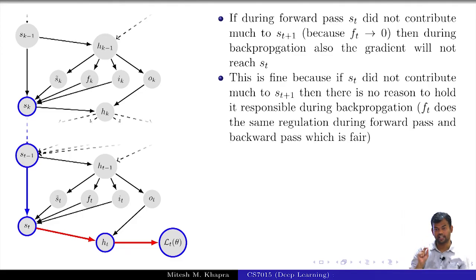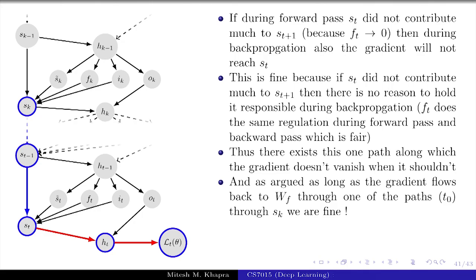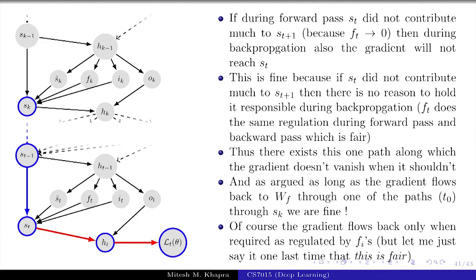Okay, and the gates are doing the same regulation in the forward pass as they will do in the backward pass. So everything is fair. Is that okay? And thus there exists one path along which the gradients will not vanish when they do not need to vanish. So if during forward pass all the gates were on, that means the information from state 1 was actually carried all the way up to state t, then during backward pass what will happen? The information will go all the way back, right? Is that fine? Okay. So the gradients flow back only when required as regulated by the forget gates.